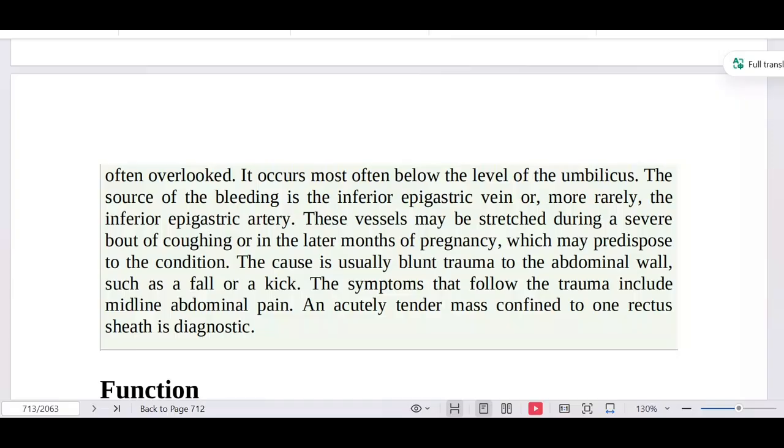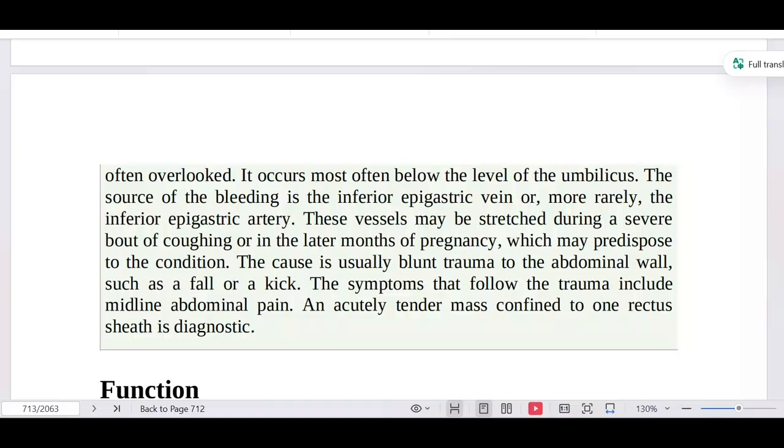As you already know, the rectus abdominis is related to being an accessory muscle of expiration, and the rectus abdominis is in turn related to the rectus sheath. So as a result of a severe bout of coughing, when we put too much stress or pressure on our abdominal wall muscles, that can lead to rectus sheath hematoma and hemorrhage. The later months of pregnancy may also predispose to this condition. Another cause can be a kick or a fall that leads to blunt trauma.